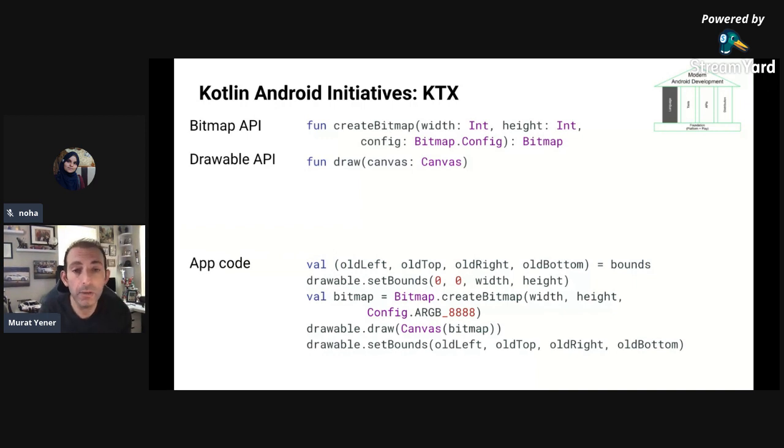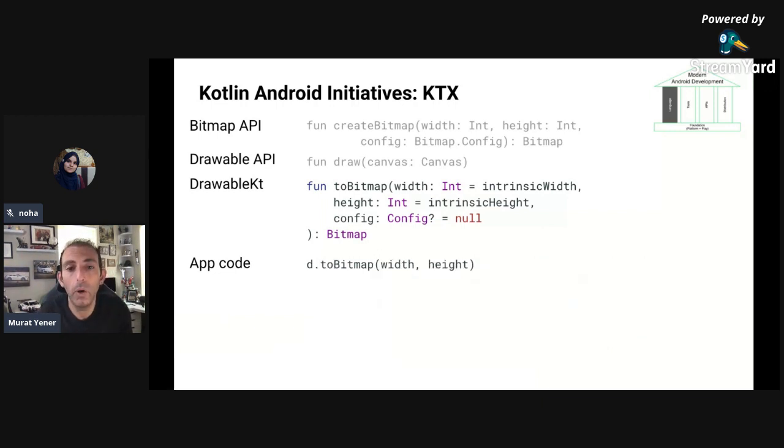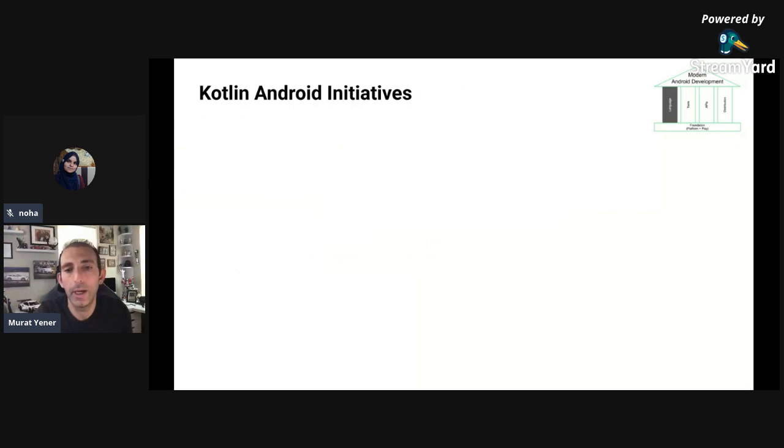But with the extension functions, which I talked about in the last slide, we released a new drawable extension function to bitmap. To do the same thing, all you need to do is call the toBitmap function on the drawable, and you get what you need. Basically, we are doing all the work, and this extension function has all the code which previously you had to write.